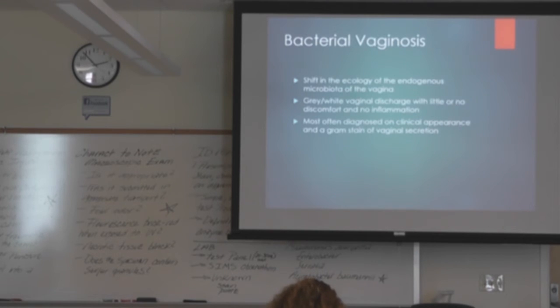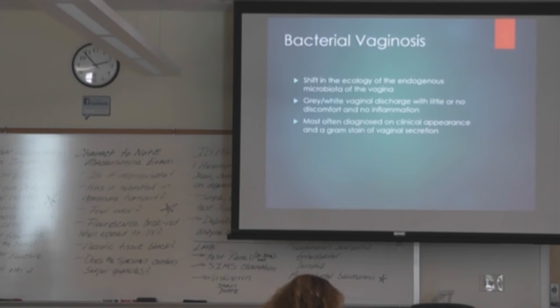All right, bacterial vaginosis. Okay, we talked about this one briefly before. So you're shifting basically the pH in the vagina, okay? And you're talking about a vaginal discharge. There can be little or no discomfort and no inflammation, so some people will have this and not even realize it. But most often it's going to be diagnosed on clinical appearance of the gray-white vaginal discharge and then a gram stain of the vaginal secretion, okay?